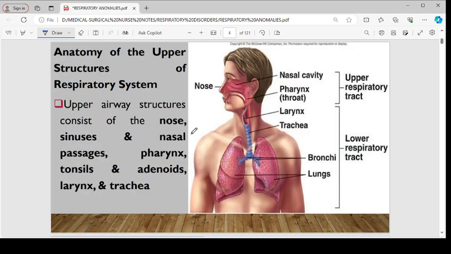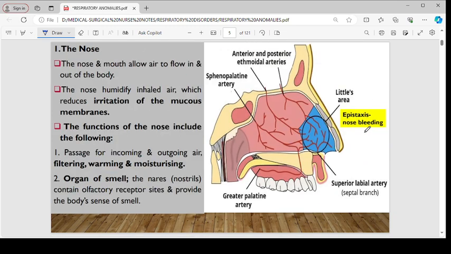pH of the body. The upper respiratory system consists of the nose, the sinuses, the nasal passages, the pharynx, the tonsils, the adenoids, the larynx, and the trachea, and they are represented here on our diagram. The lower respiratory tract is made up of the bronchi and the lungs.